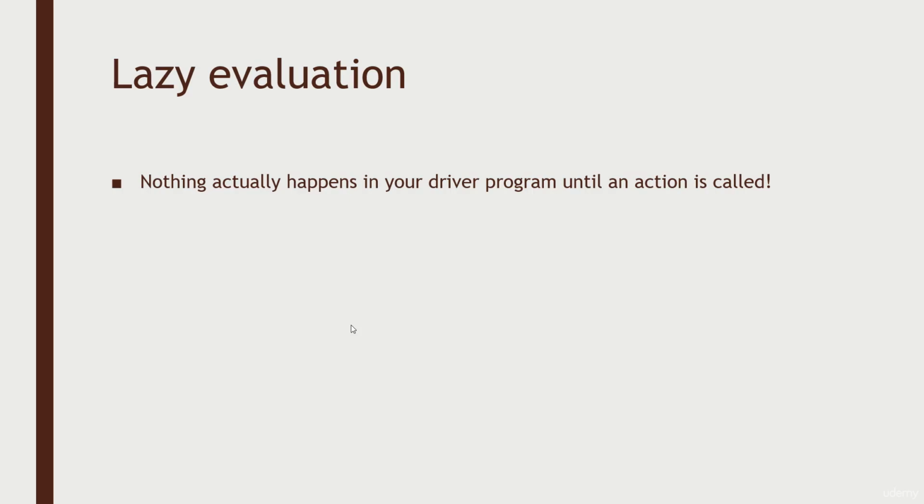Now, this can be confusing when you're debugging things because things don't really happen until you actually call one of those actions, and you need to keep that in mind. But that is one of the main secrets to Spark speed.